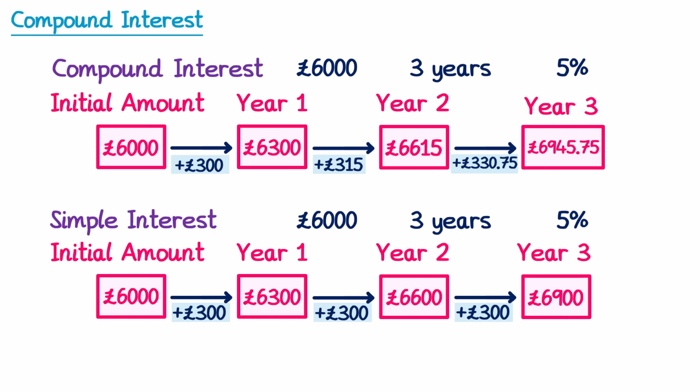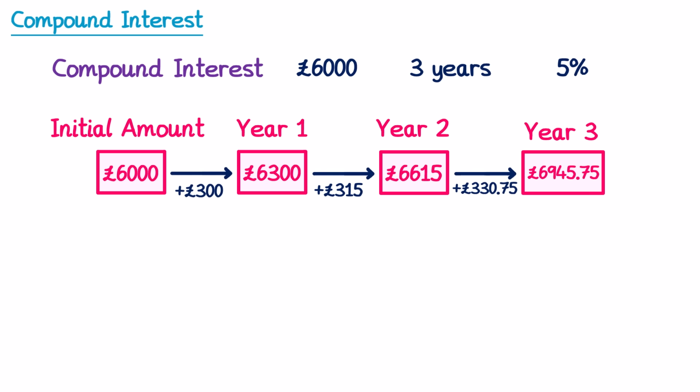Let's take a closer look at the compound interest calculation. To get from £6,000 to £6,300, we added on 5%. You'll know from my previous videos that to increase a number by 5%, you multiply it by 1.05. And then to get the £6,615 from the £6,300, you would also increase by 5%, so multiply by 1.05. And then the same from year 2 to year 3.